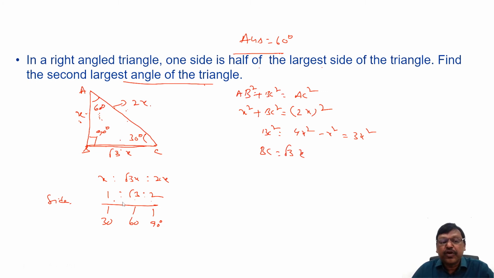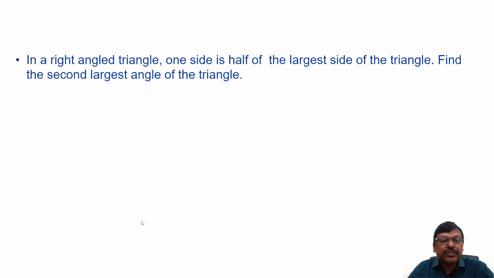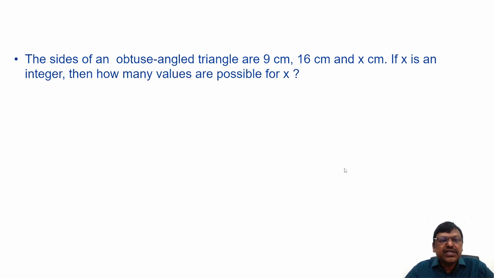It's based on this point that if the sides are in the ratio 1 is to root 3 is to 2, their opposite angles must be 30, 60 and 90. Let's take up one more. The sides of an obtuse angle triangle are 9 centimeters, 16 centimeters and x centimeters. If x is an integer, then how many values are possible for x?